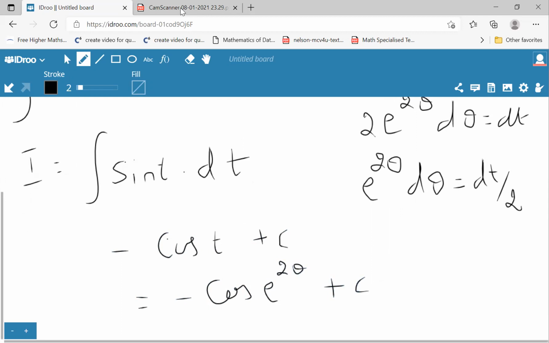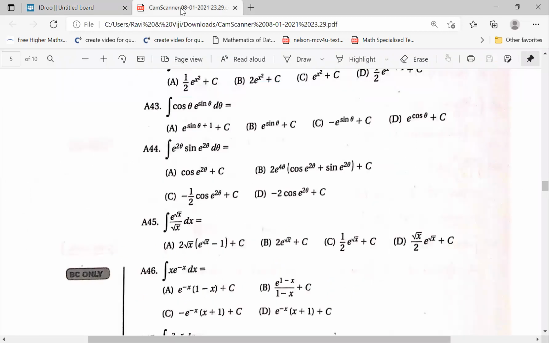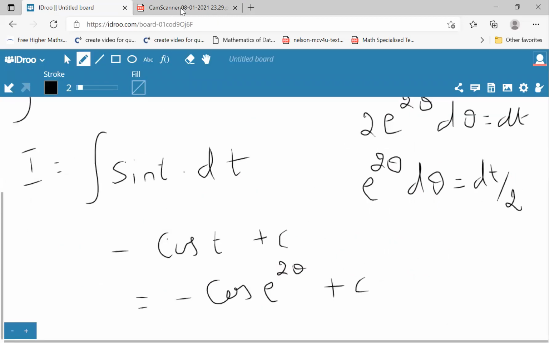Let's see which option is correct. Cos e to the minus cos, I'm sorry children, I think we left a half, right? Yes, we left a half here, so it should be half here.